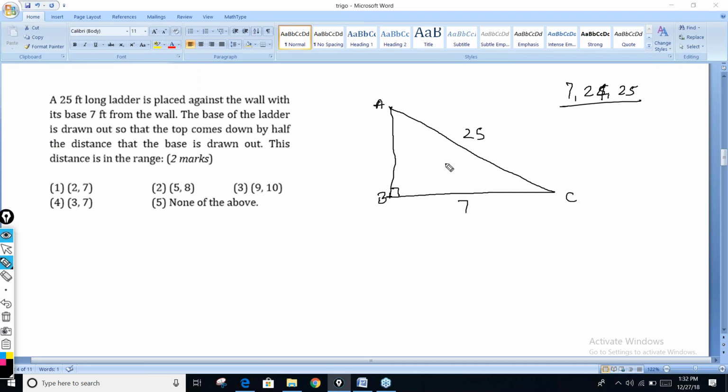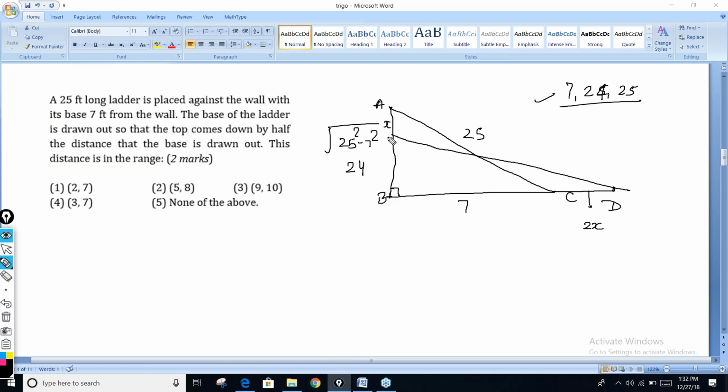And if you do not remember the triplet, you can solve it by 25 square minus 7 square and root of that. So that is 625 minus 49, 576, and root of 576 is 24. Otherwise, I think you should know the triplet 7, 24, 25. So that is the case right now. The base of the ladder is drawn out so that the top comes down by half the distance that the base is drawn out. The base is drawn out, let's say it reaches at point D, and the top comes down by a distance which is half of this distance. So if this distance, let's say it's 2x, this distance is x.